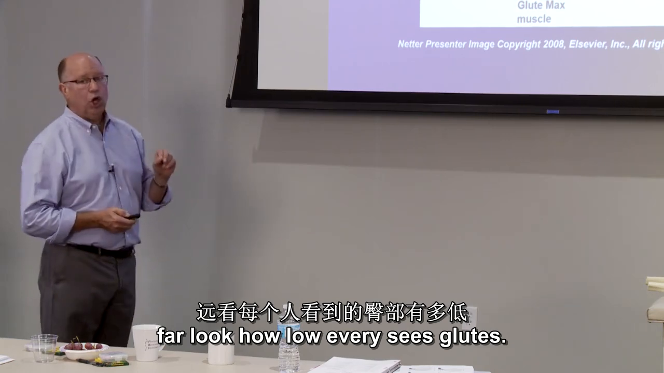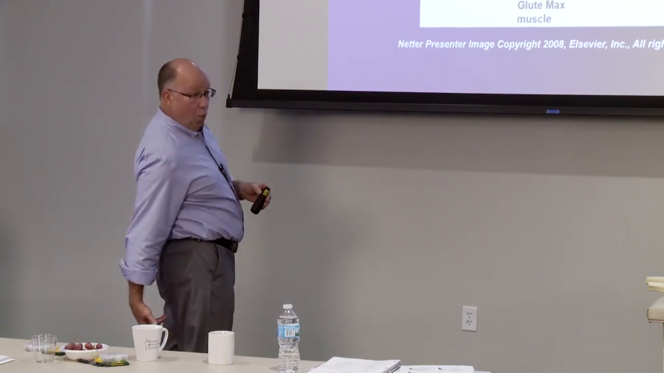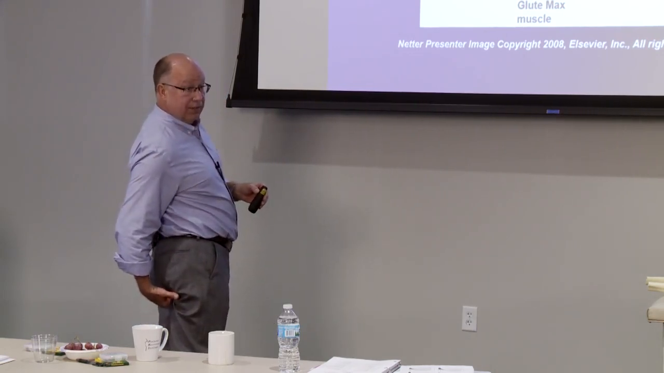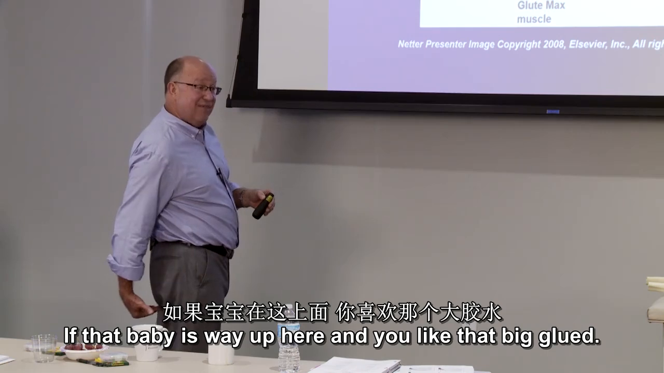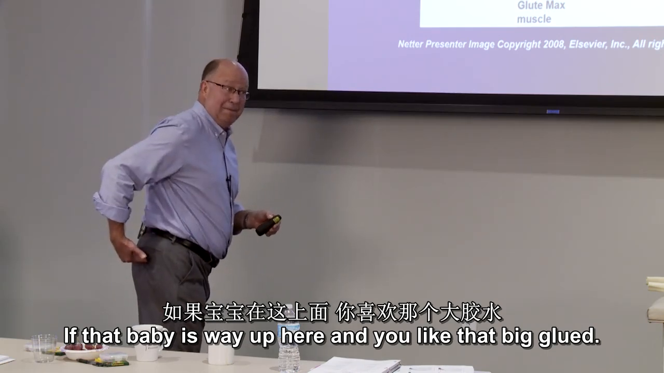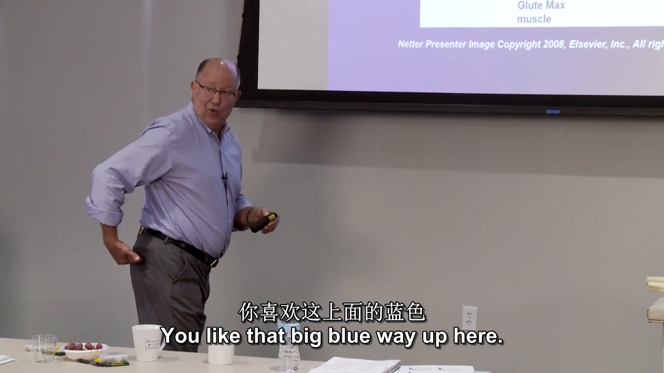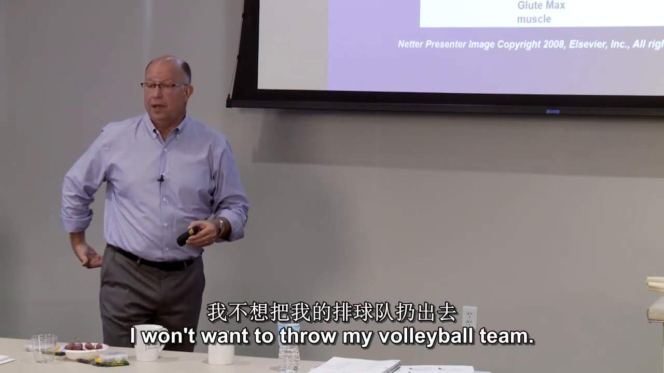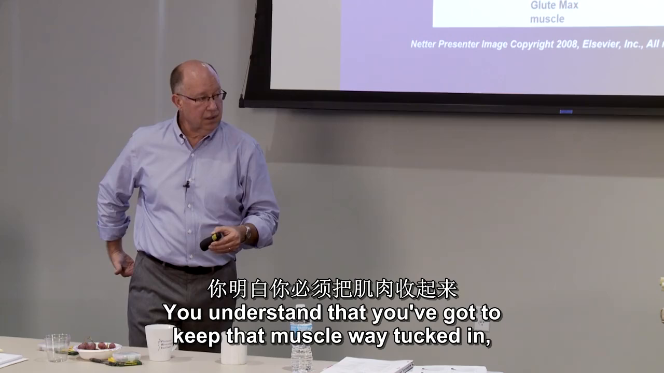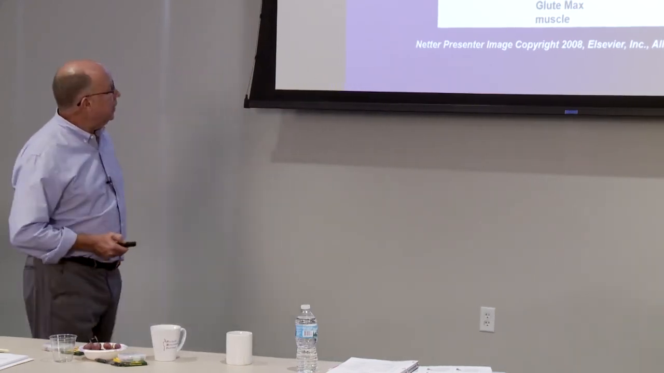That low fiber, look how low. Everybody sees glutes and they think, man, those look like good glutes. No, where is a good glute? Way under here. That's the good glute. That baby, way under there, is your good glute. If that baby is way up here and you like that big glute, and your last name's Kardashian, and you like that big glute way up here, and with that deep back, I wouldn't want her on my volleyball team. Because she will be the volleyball. You understand that? You got to keep that muscle way tucked in. And that's why I like this picture here.